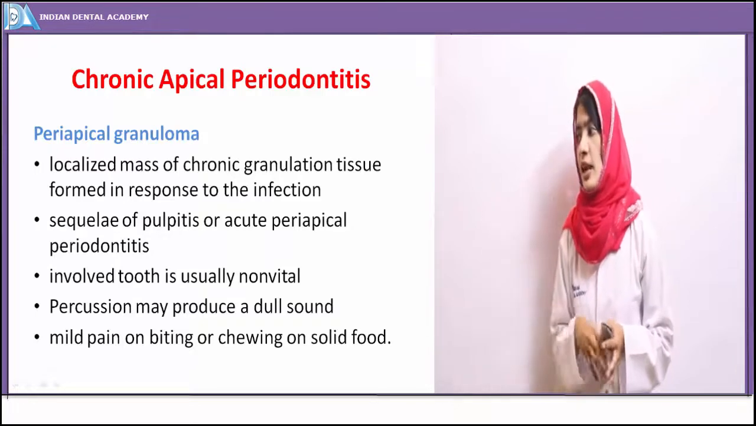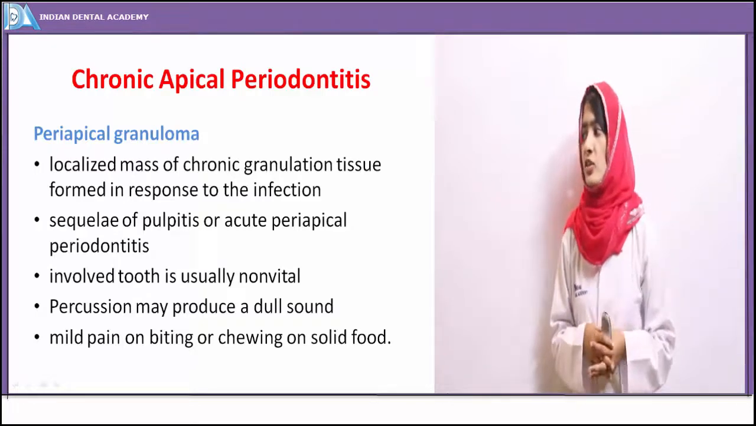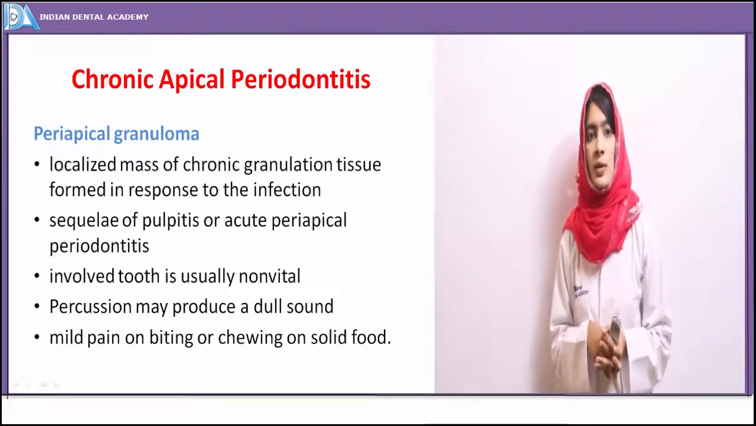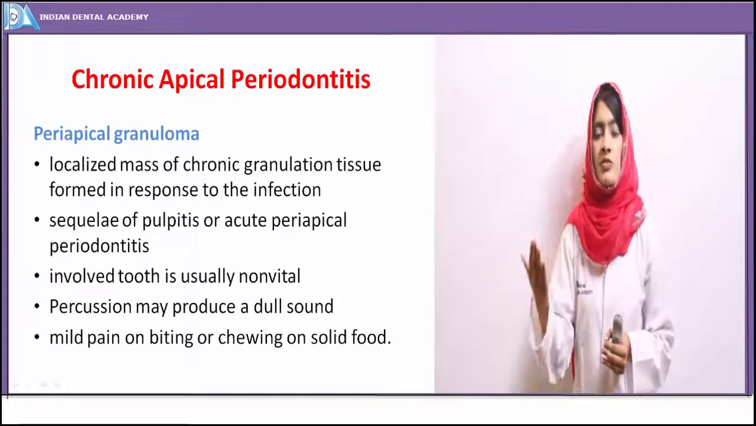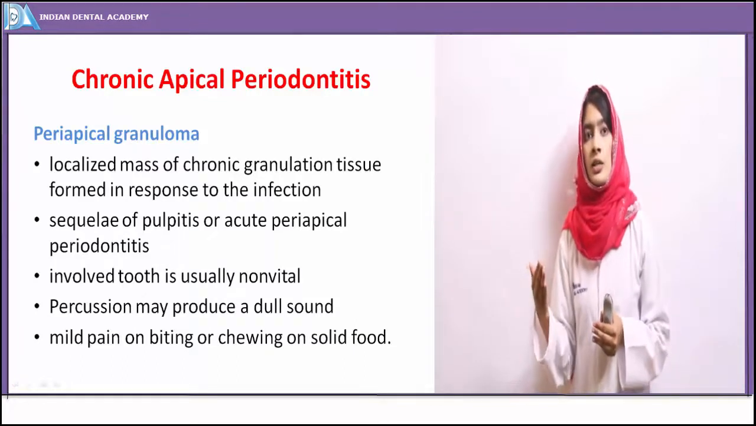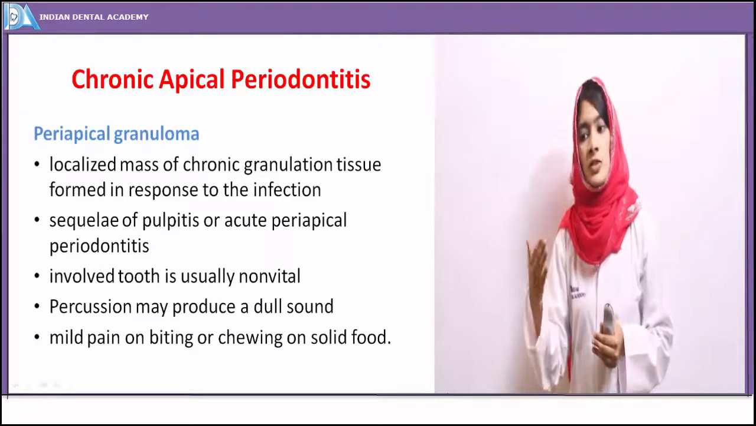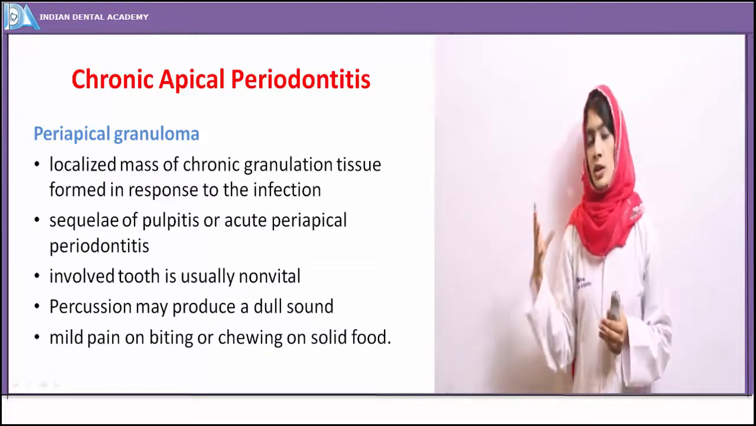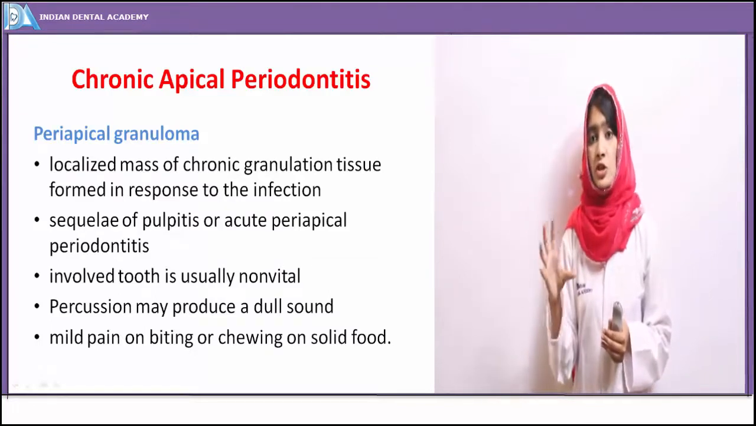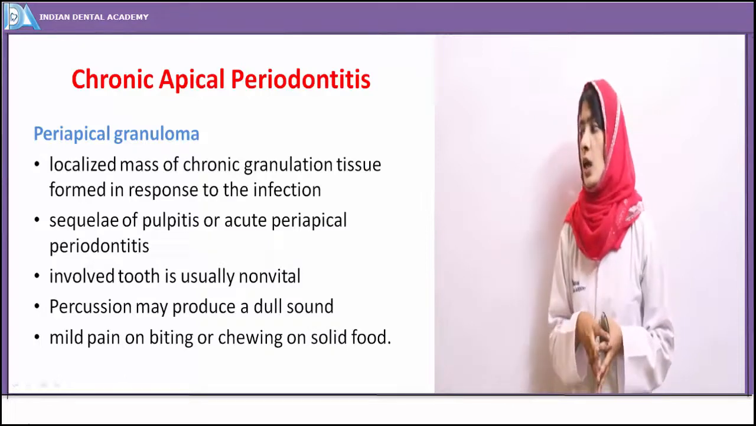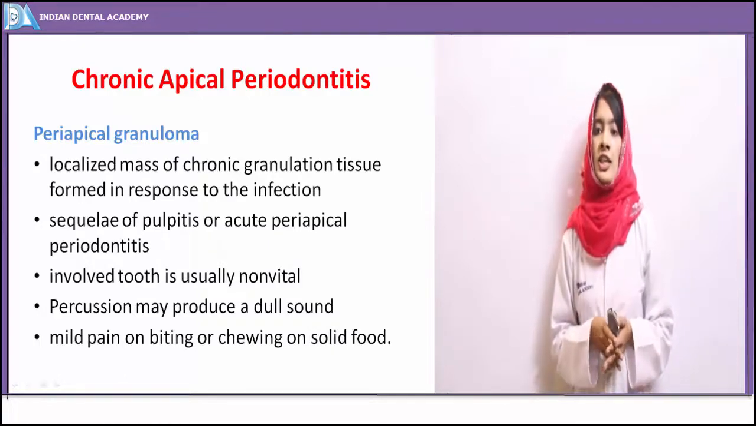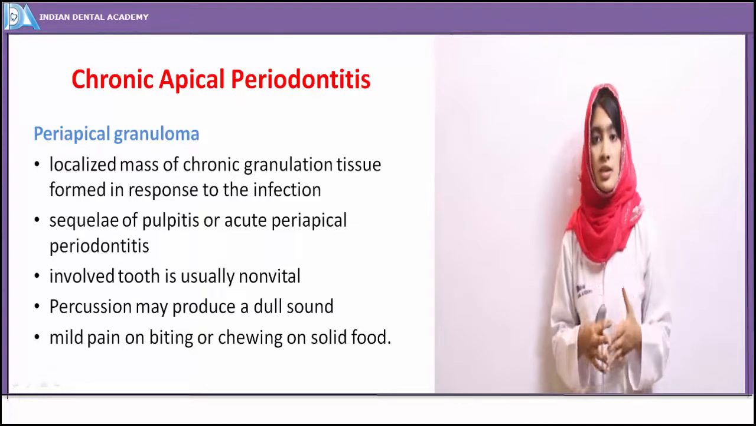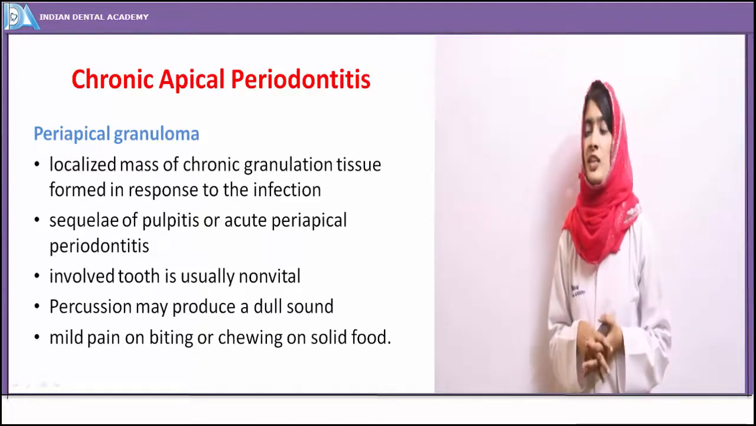Basically, this granuloma is a localized mass of granulation tissue which is formed in response to the infection, that is the pulpal inflammation which is occurring. The etiologic factor is the pulpal inflammation. If it progresses to the point that granulation tissue is formed at the root apex, the involved tooth usually becomes non-vital. So there are no characteristic symptoms of pain here.